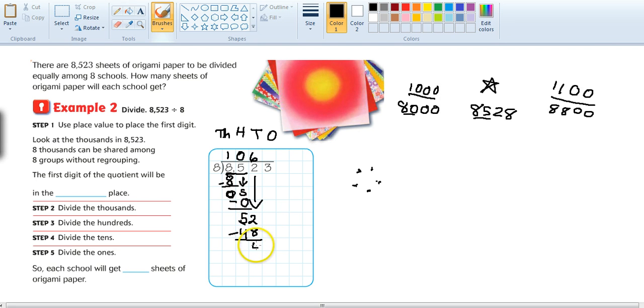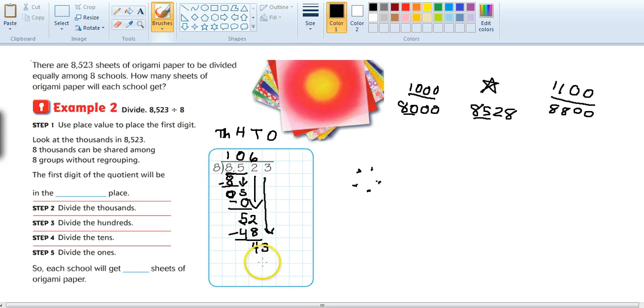I like to count on to figure it out. I don't regroup when the two numbers are so close. I know from 48 to 50 is 2, and from 50 to 52 is another 2. So altogether there's a difference of 4. Let me check. Is 4 less than 8? Yes, it is. I'm ready to bring down my final number in the ones column, and it's a 3, which makes 4 tens. We add the 3 to it, and now we're at 43.